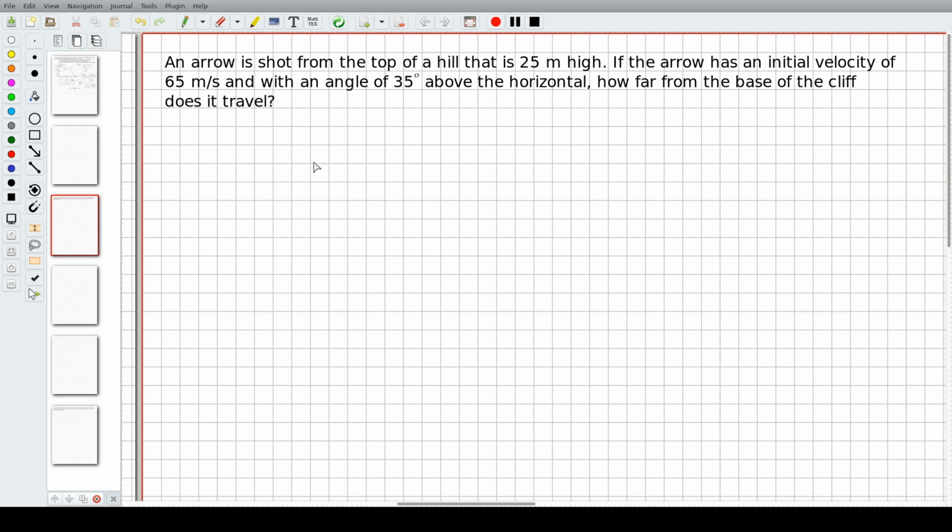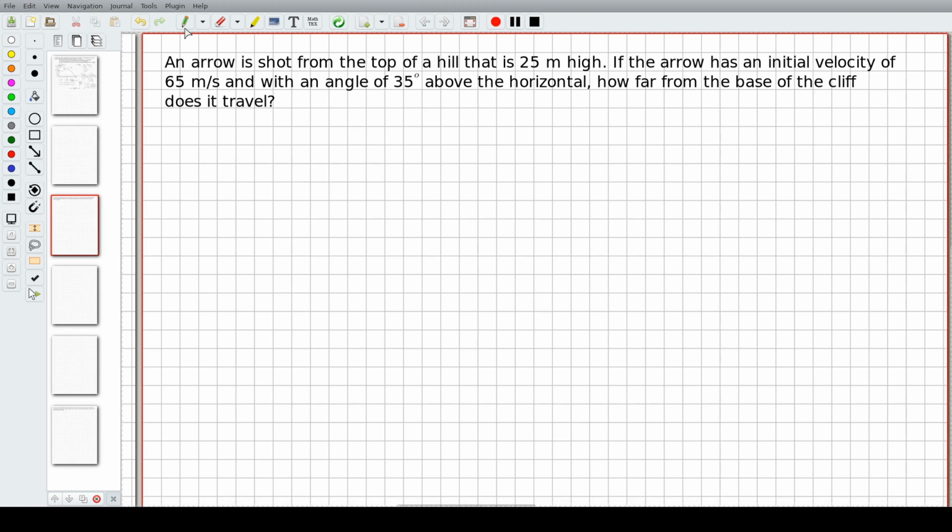Okay, so in this example, we have an arrow that's shot from the top of a hill. The hill is 25 meters high, and the arrow has an initial velocity of 65 meters per second, and it makes an angle of 35 degrees above the horizontal. So what we want to know is how far from the base of the cliff this arrow is going to travel. So here's what I'm going to do.